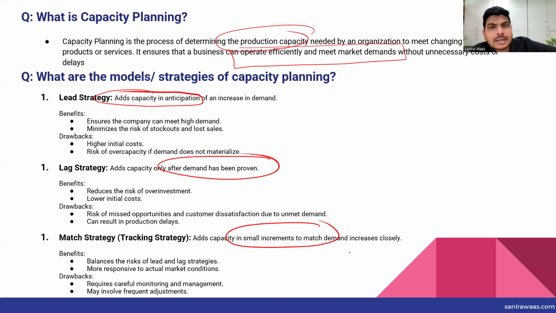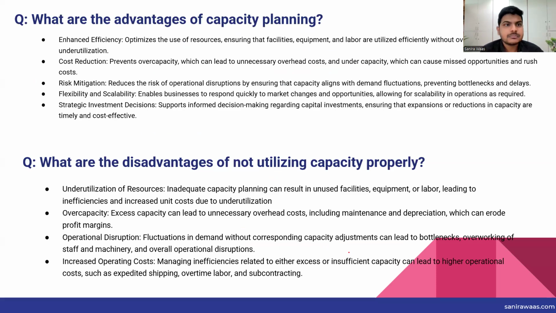So we cannot say beforehand what is best. But based on the nature of your business and other factors, you can decide which strategy works best for you. Lead: you add something to your capacity, anticipating demand. Lag strategy: you wait and see until the demand is proven, then you increase it. Match strategy is incremental changes over time. Then the advantages are pretty much the same as you have seen in ops management and supply chain management: efficiency, cost reduction, and risk mitigation.